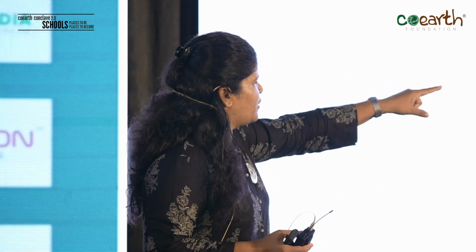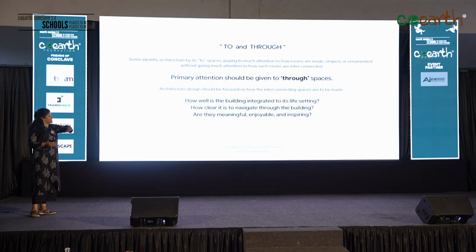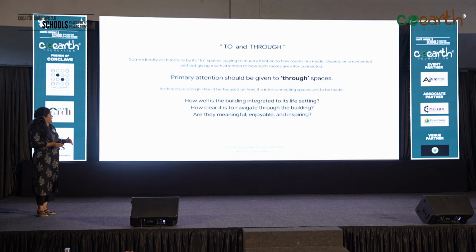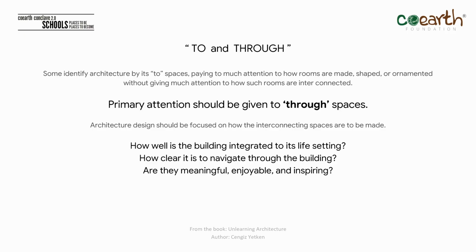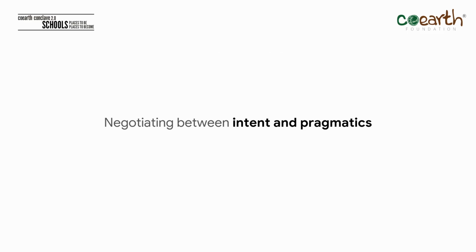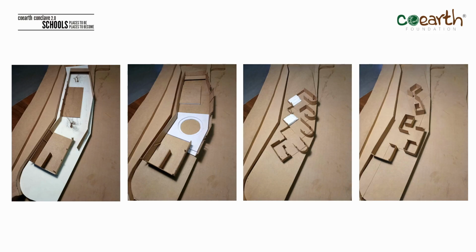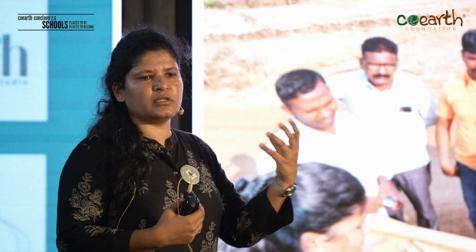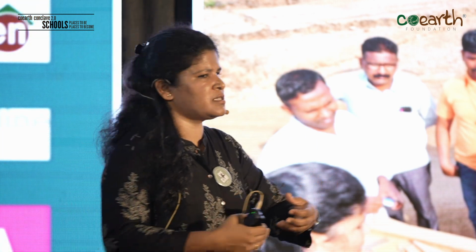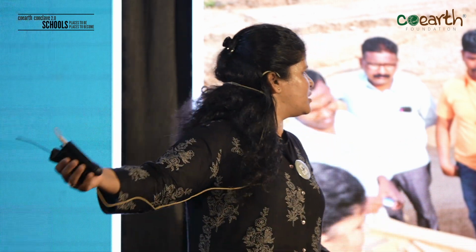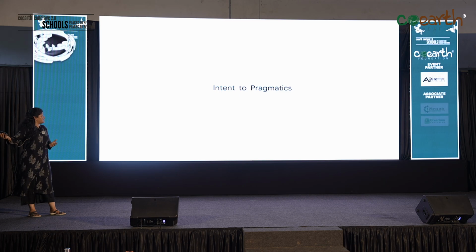And these three questions are important. How well is the building integrated to its life setting? How clear is the navigation through the building? Are they meaningful, enjoyable, and inspiring? Are they just a means to cross, or something more than that? And there we started negotiating our intent with the pragmatic, and we started making models which talk about how students will enter and where they will meet. We further took the model and discussed the idea with the teachers. They have a clarity of thought, so they used to ask us a lot of questions on whatever we designed and made. And this is how a lot of meetings happened.